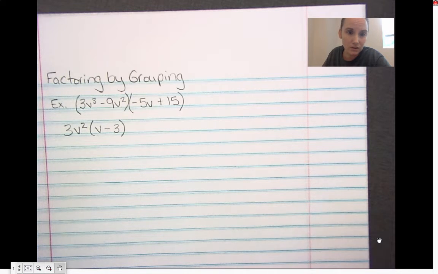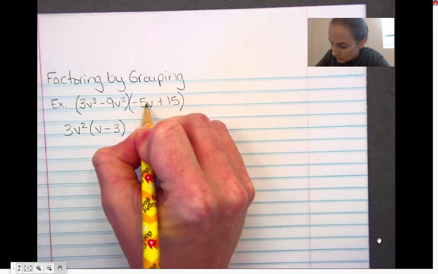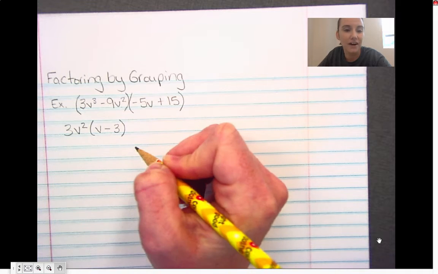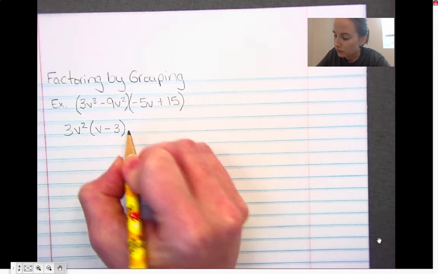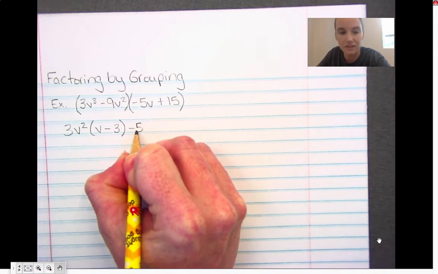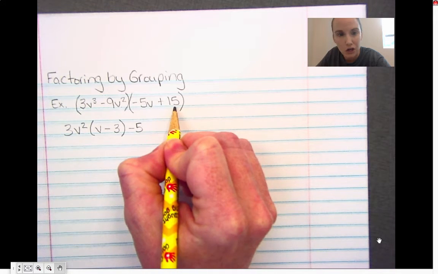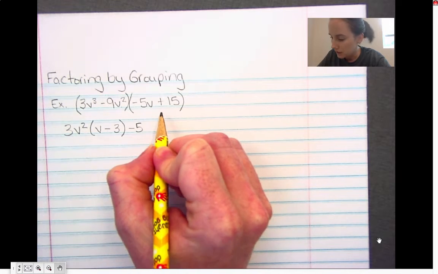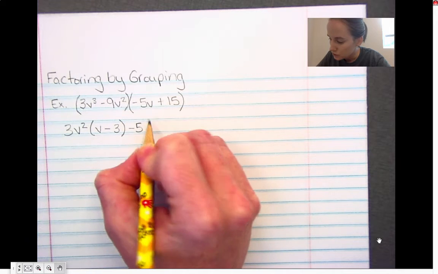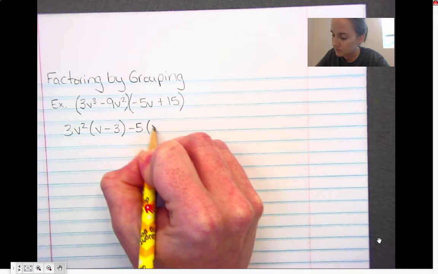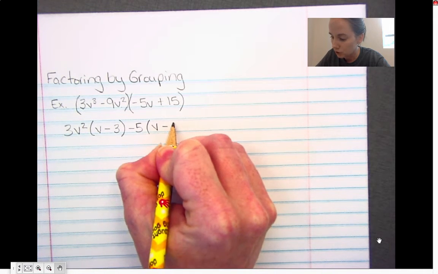Now, I look at this all together, and I will say, let me factor out the entire negative 5. So when I factor out negative 5, be careful with the last value here, because you took out a negative, it will change the sign. So what's left inside is v minus 3.